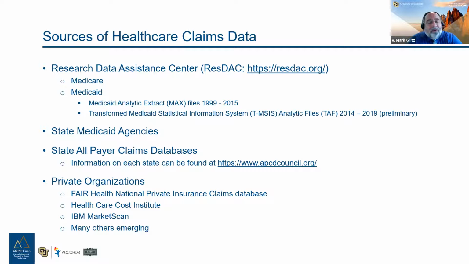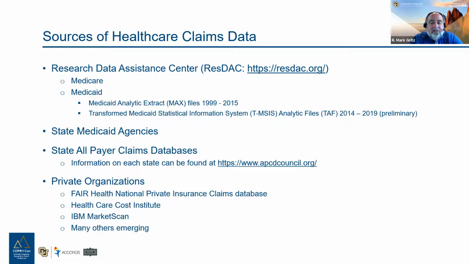As I mentioned, there are a number of private organizations that have recently been established to provide access to mostly private health insurance claims. So Fair Health provides a national private insurance claims database. The Healthcare Cost Institute is a similar one that has pulled together healthcare claims from a number of private insurers. The IBM Market Scan database is the oldest of those that I'm aware of, that again pulls in data from private insurers. And we'll talk a little bit more about some of those in a minute.